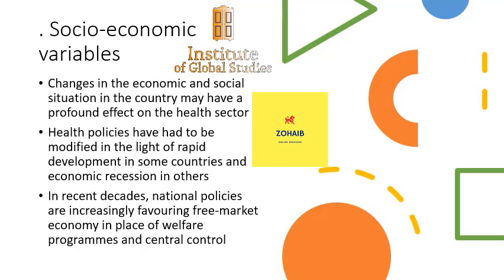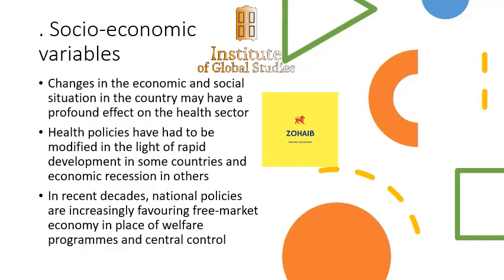So, socio-economic variables are also very important in this regard, like what society is made up of and how society is turning with the passage of development in the health sector. So health policies have had to be modified in the light of rapid development in some countries. The policies should change from one community to another community, but that change should be rapid. Because in recent decades, the national policies are increasingly favoring free market economy in place of welfare programs and central control. So for that, we need better health services, and so socio-economic variables are playing their role in this regard.